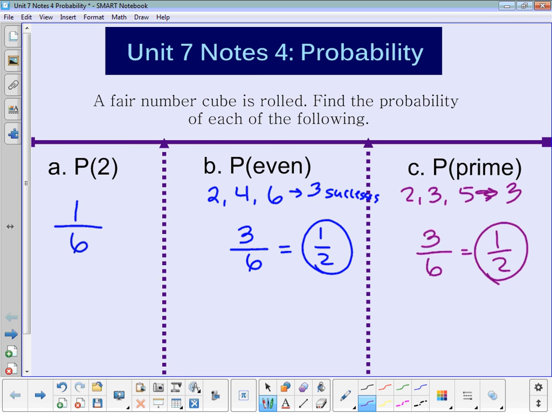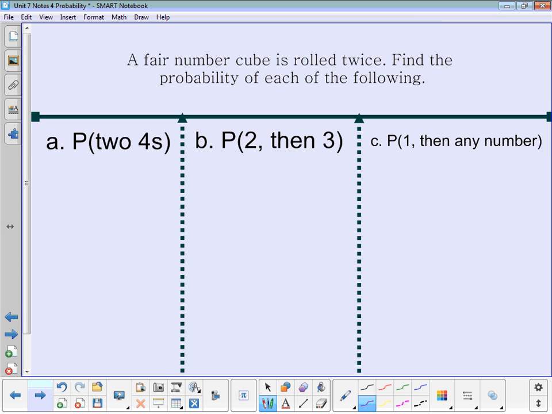Now, let's say we're going to roll the number cube twice. So find the probability of each of the following. Probability of getting 2 4s. Probability of getting a 4 the first time is 1 out of 6. That's the first time we roll the die.